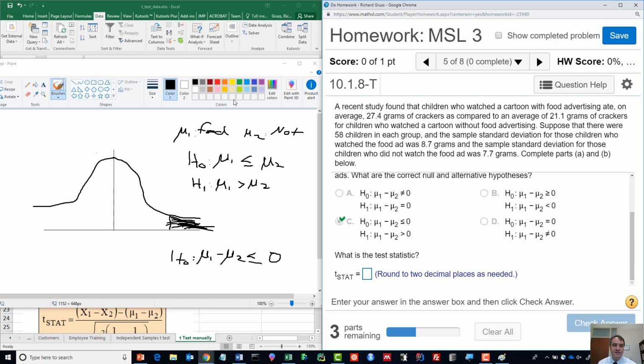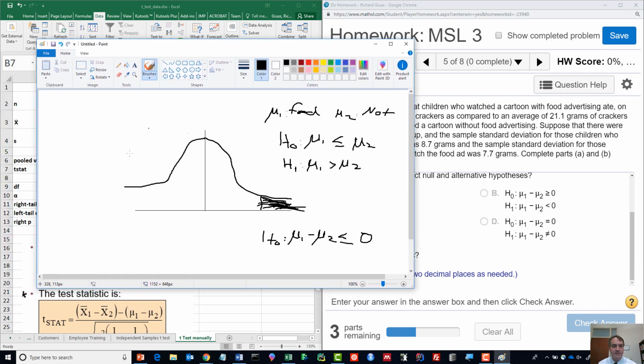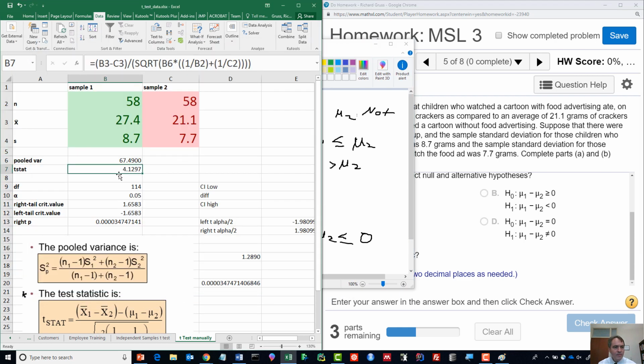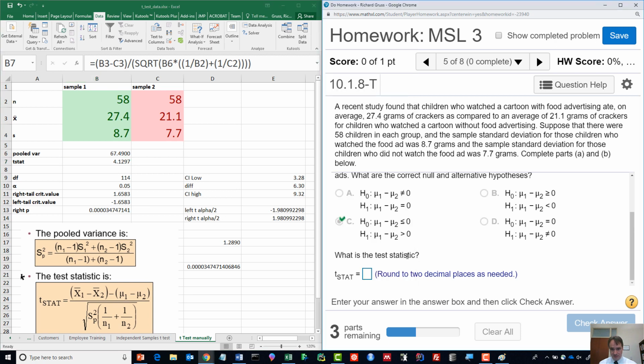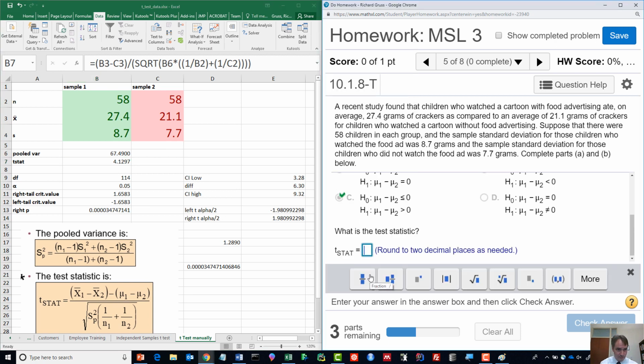Okay, so what is the test statistic? Okay, so figuring out the test statistic, this spreadsheet actually does calculate it right there, but you just keep in mind that what we're doing is this formula right here. All I did was just plugged in values to this formula. Okay, so we need 2 decimal places, so 4.13.